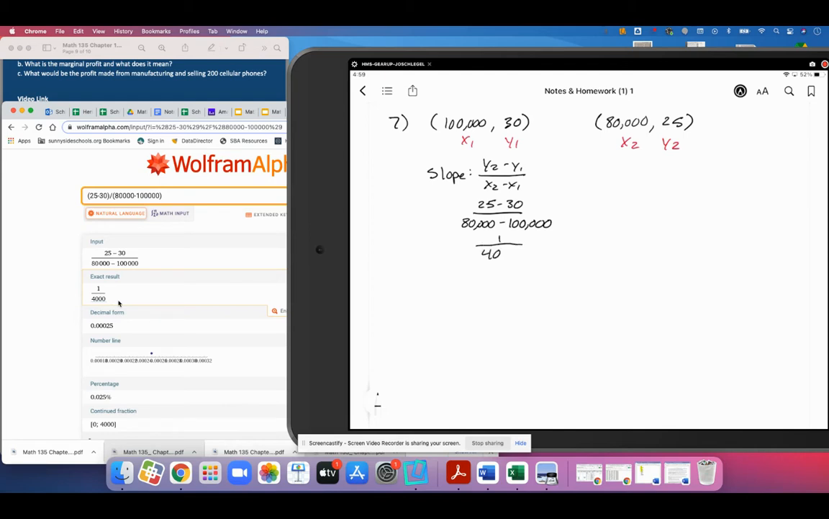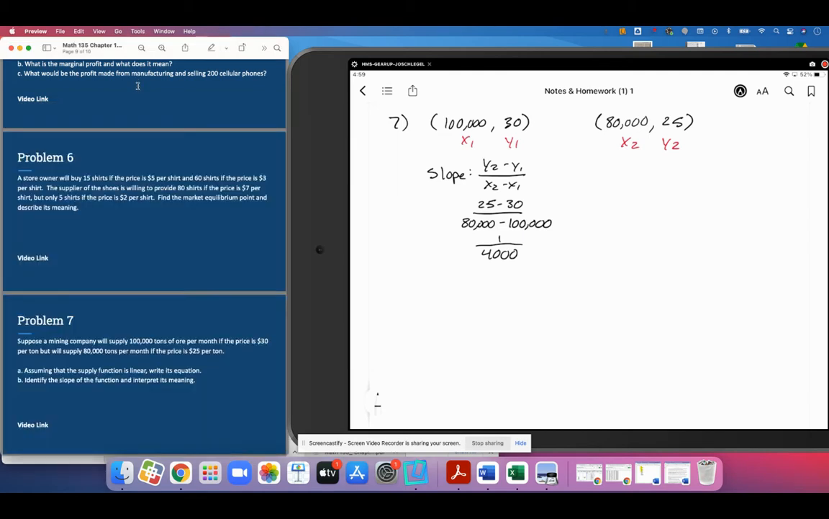I will explain the meaning of that in a moment. And don't freak out. You're not going to have one like this on the real exam that puts you in a weird spot with the slope like that. So we were asked to write the equation. And so we get y minus y1 equals m times x minus x1, which puts us at y minus 30 is equal to 1 over 4,000 times x minus 100,000.